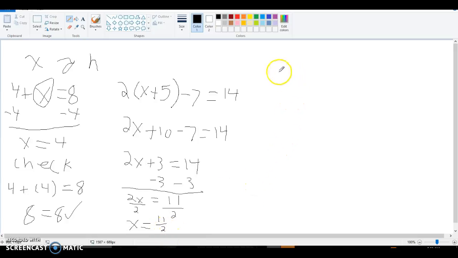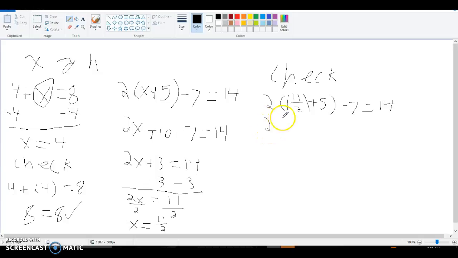So now you want to check your solution. We're going to check 11 halves. So we're going to plug it into our equation. It'll be 2 times 11 halves plus 5 minus 7 equals 14. Now you see that our variable, put in parentheses, is a fraction. So to add a fraction plus a whole number, you have to make that whole number a fraction as well.